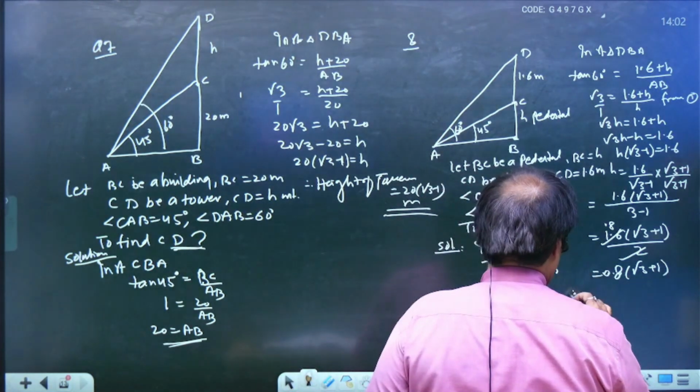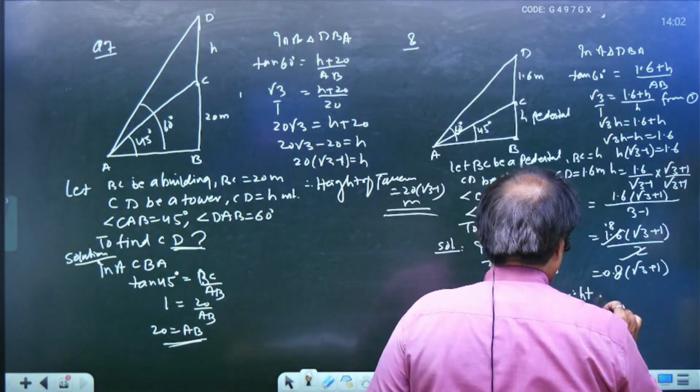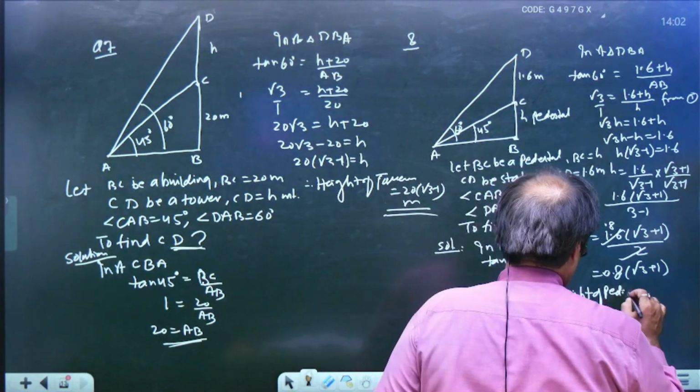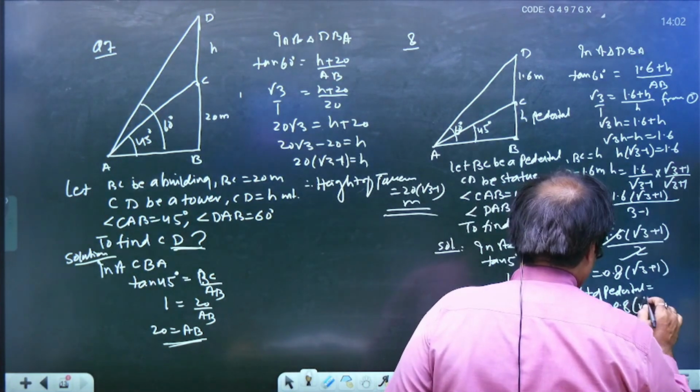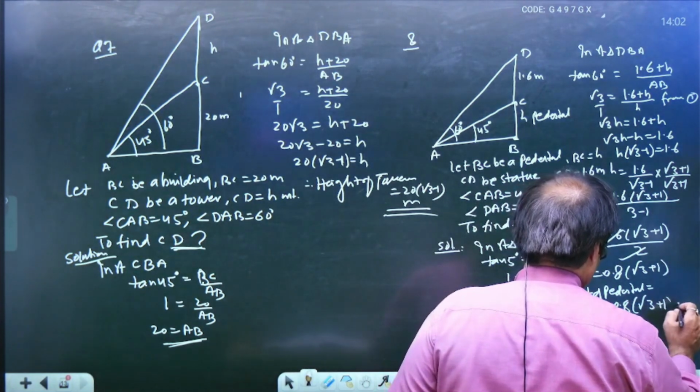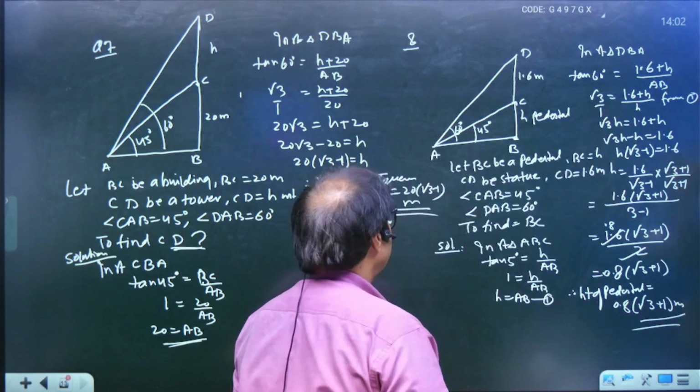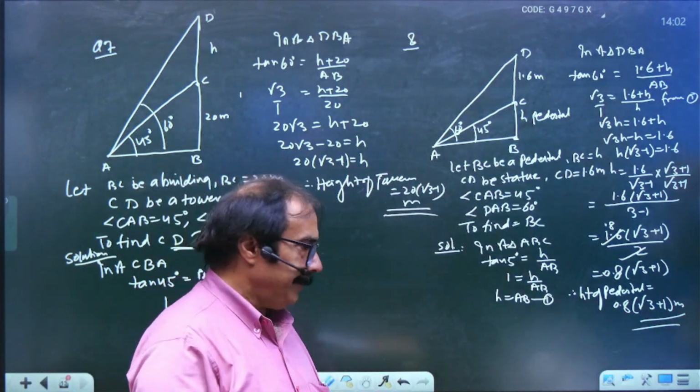So therefore, height of pedestal is equal to 0.8 into (root 3 plus 1) meter, and this is the answer of question number 8.